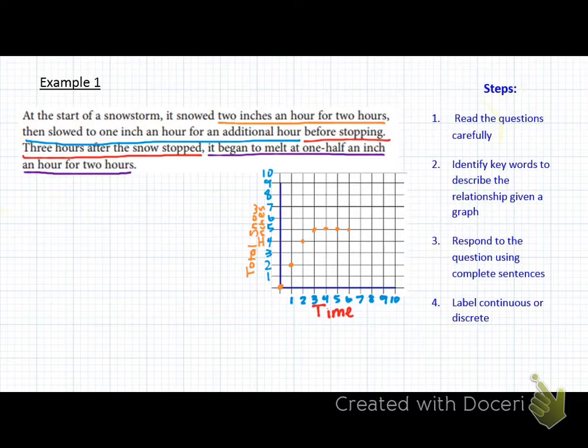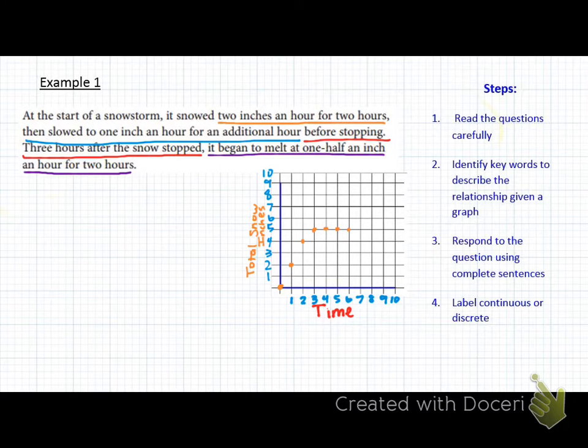Okay, and then it said that it stopped. So it stopped snowing. That means it shouldn't go up or down because I know it's not melting yet. And it says it's for 3 hours after the snow stopped, right? It began to melt. So that means it's not snowing and it's not melting. But after 3 hours, 1, 2, 3, it starts to melt.